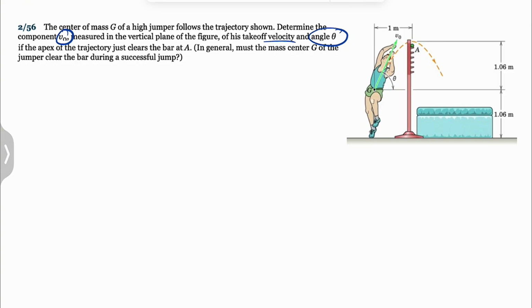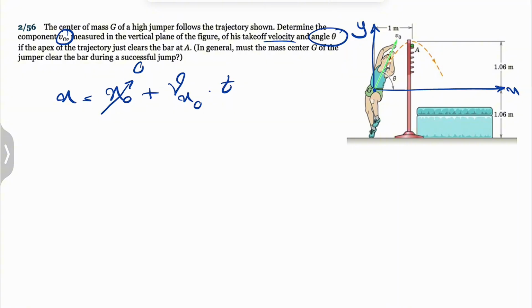First, let's put our X and Y axes at point G. This will be our X and this will be our Y, and our origin is exactly at point G, the center of mass of this jumper. So we can go with our horizontal and vertical motion. Let's start with the horizontal motion. X is equal to x0 plus initial velocity in the x direction times t. Because we consider constant velocity in the x direction, we don't have any acceleration in this formula. Our x0 is going to be 0 because we put our origin here.